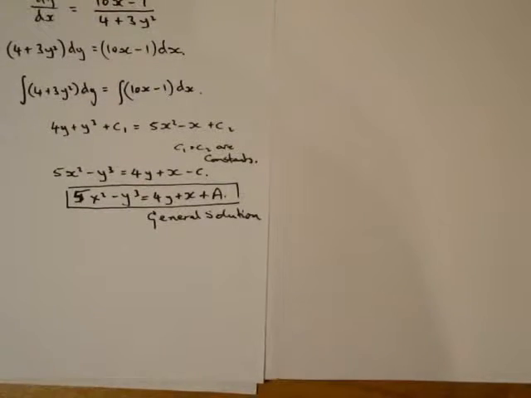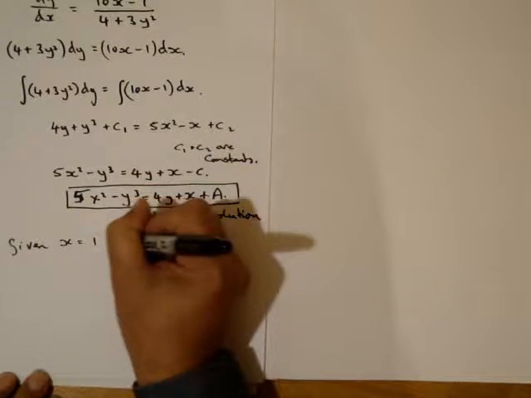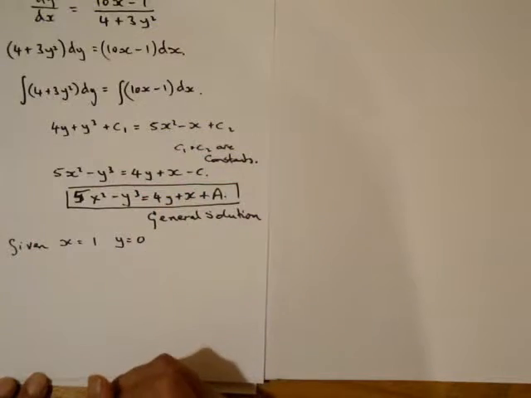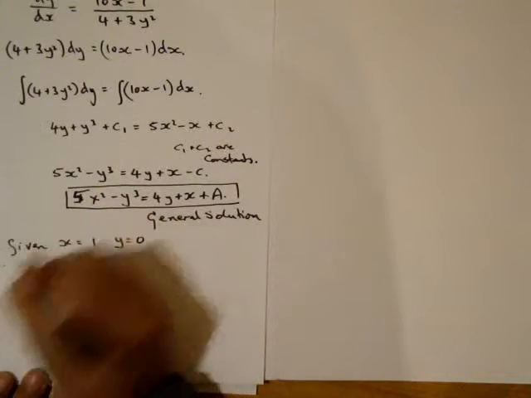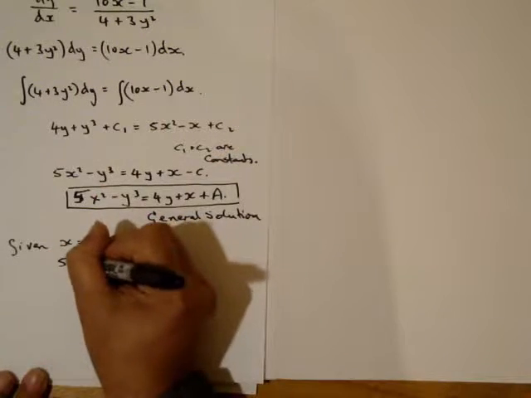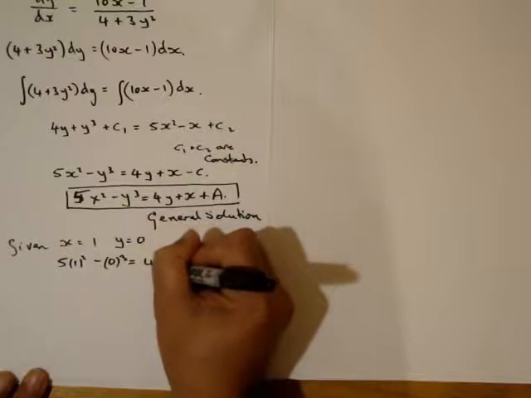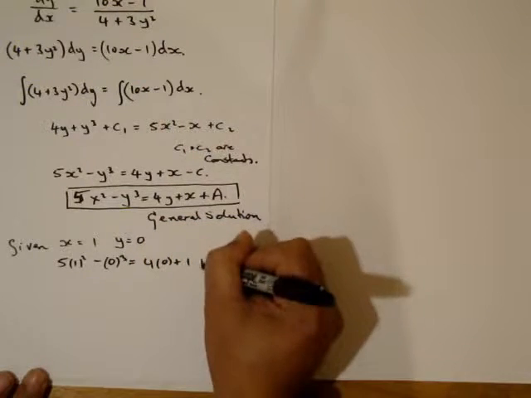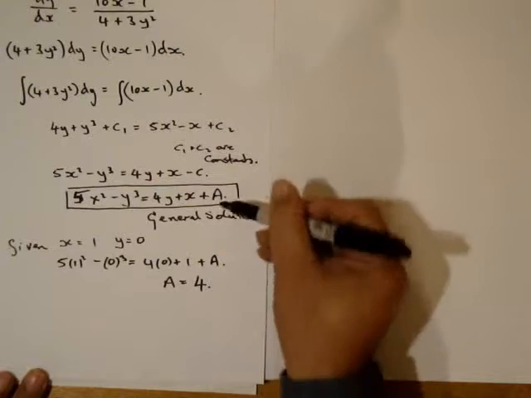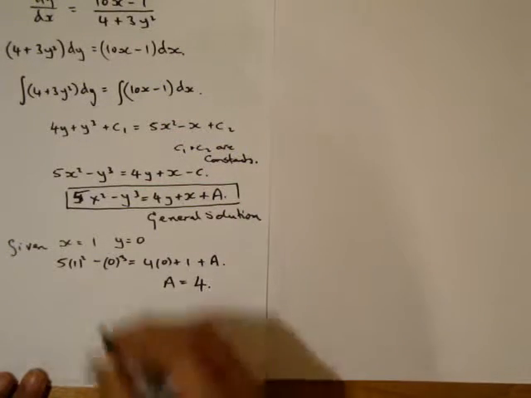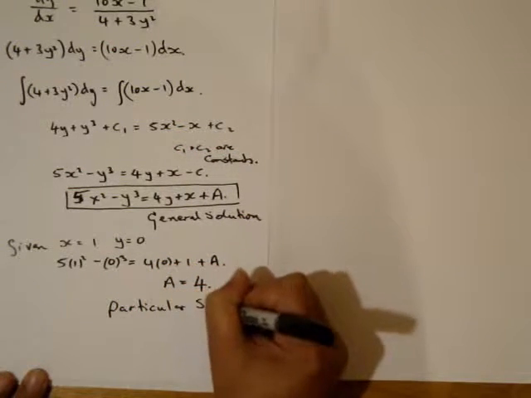Let's move this up a little bit. Now if we were given x equals 1 and y equals 0, then we could put these into our general solution. So we get 5 times 1 squared minus 0 to the power 3 equals 4 times 0 plus 1 plus a, and solving we get a equals 4. So we would put the 4 in there, and that would give us our particular solution.